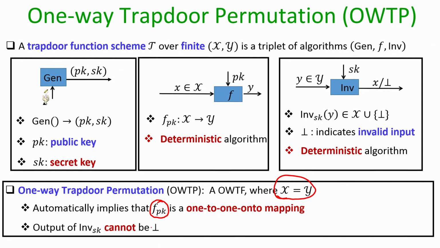That automatically means that if I am considering a one-way trapdoor permutation, then the output of my inverse function can never be a bot, because if I invoke my inverse algorithm on some input y belonging to the set fancy Y, then since my function is an invertible function, or a 1 to 1 onto mapping, I am always going to obtain an element x belonging to the domain of the function f, namely the fancy set X. So, bot cannot be a possible outcome here. So, that is the only difference for the case of a one-way trapdoor permutation.